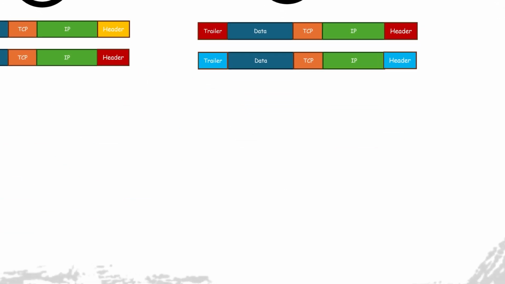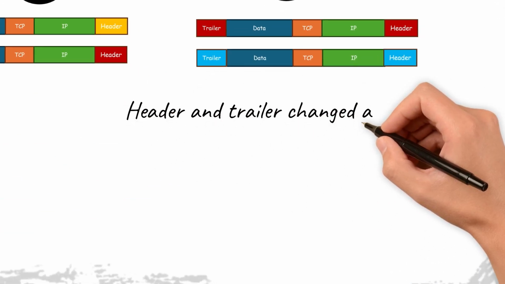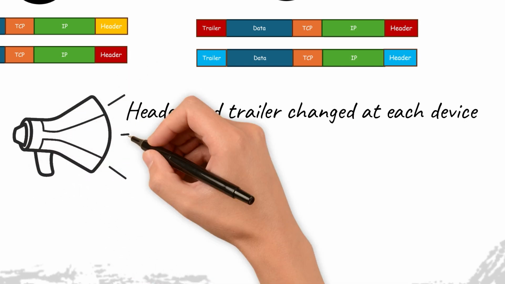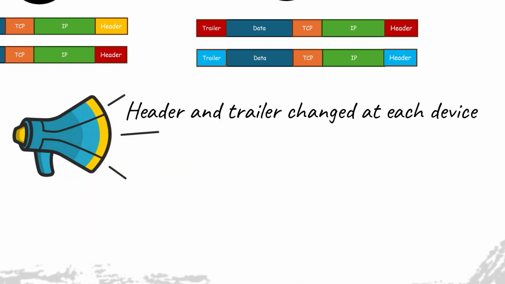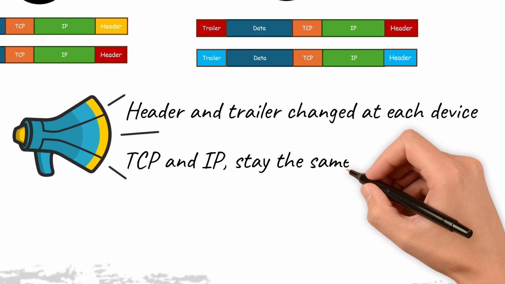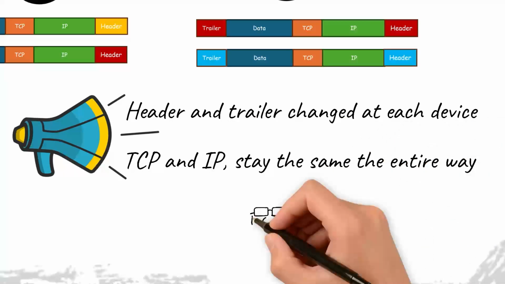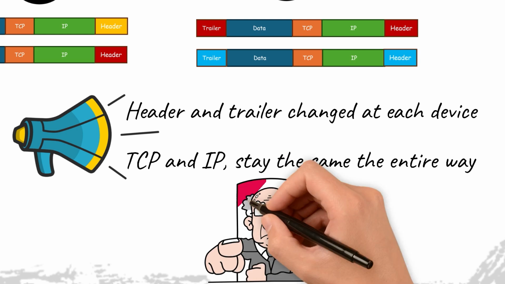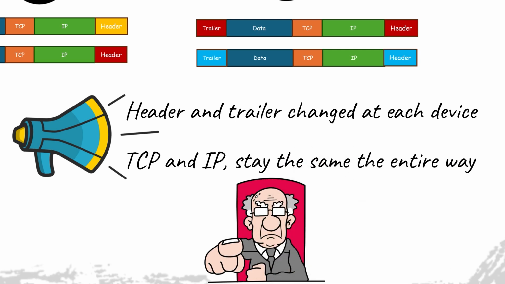As you just saw, the header and trailer changed at each device during the journey. But here's an important point. The transport and network layer headers, like TCP and IP, stay the same the whole way through. Never forget that. It's one of the key points when it comes to how packet forwarding works.